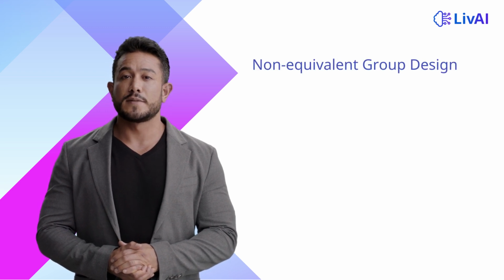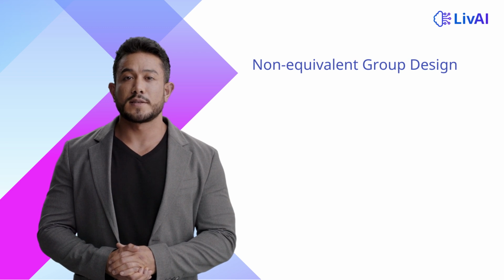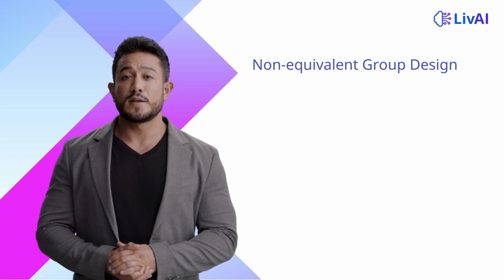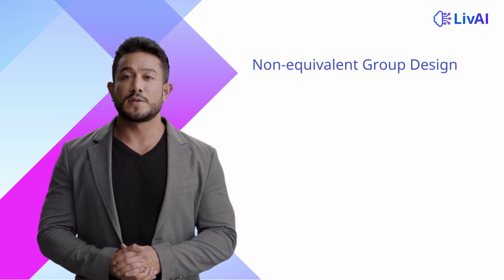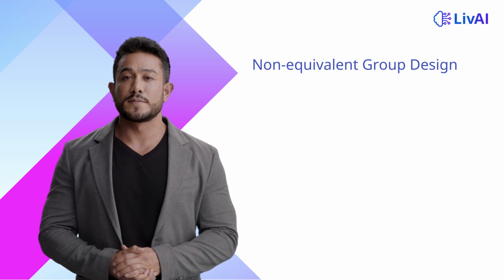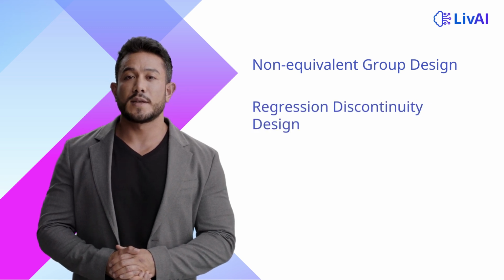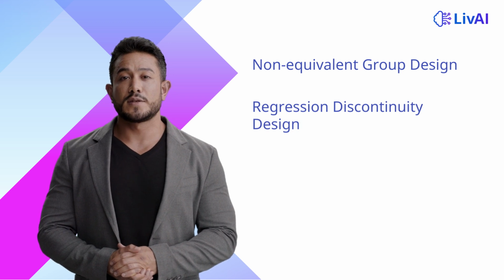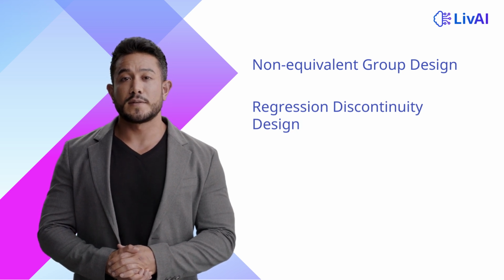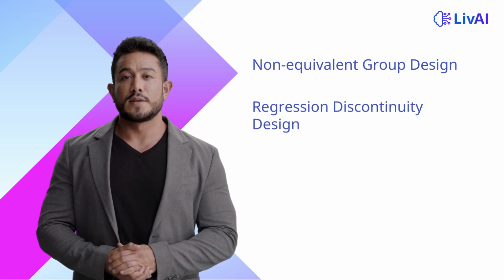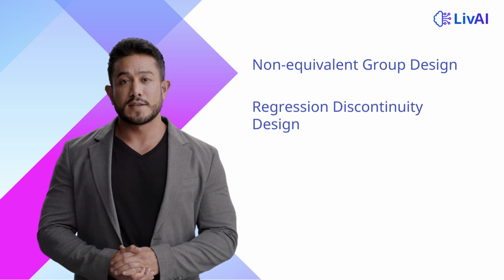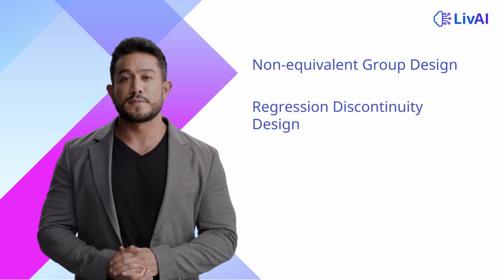Non-equivalent group design. Researchers select pre-existing groups that differ in key characteristics and compare their responses to the intervention. Regression discontinuity design. A cutoff point is used to determine who receives the treatment, assuming that participants on either side of the cutoff are similar except for the intervention.